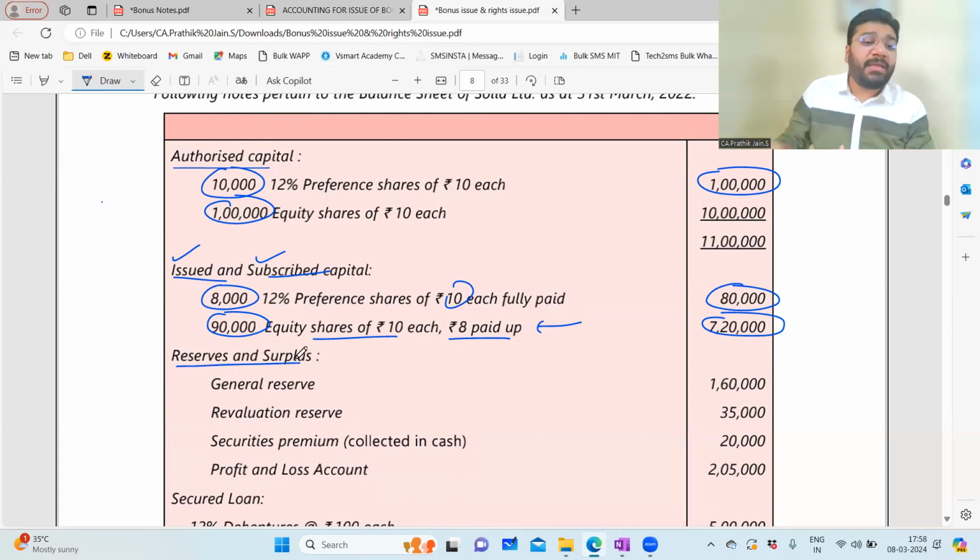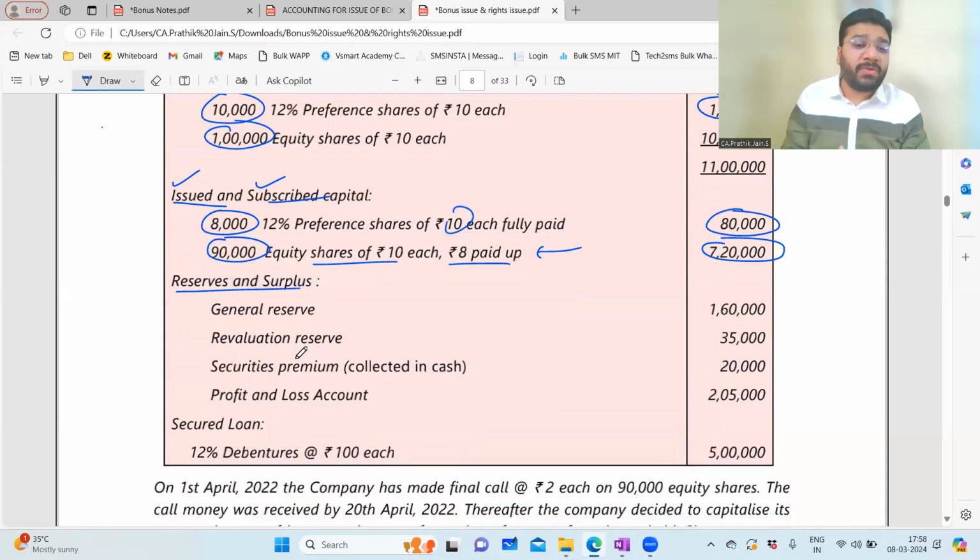Next is reserves and surplus. They have given general reserve of 1,60,000, revaluation reserve of 35,000. So revaluation reserve is like a bubble. In that only air is there, nothing else is there. Then securities premium, they mentioned, collected in cash. Then profit and loss account 2,05,000 rupees. Wonderful. Secured loan, 12% debentures at 100 each, 5 lakh rupees.